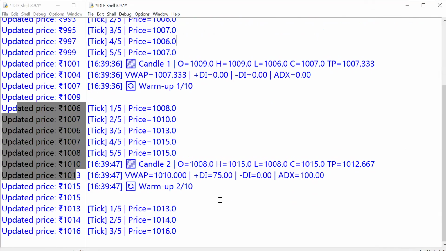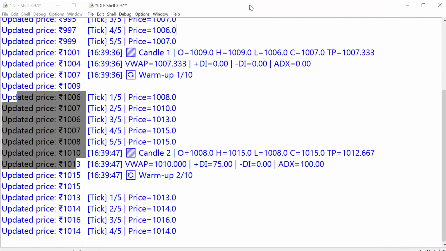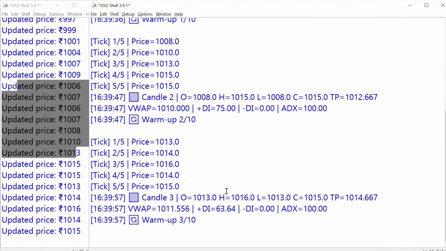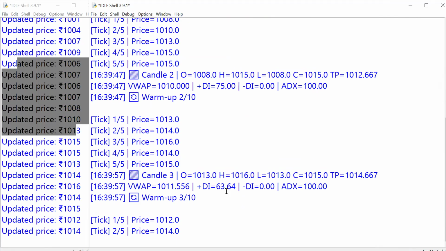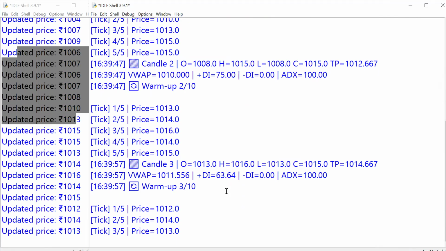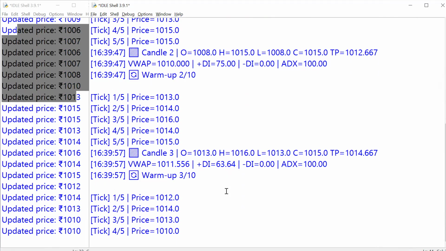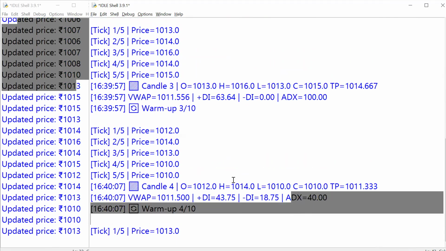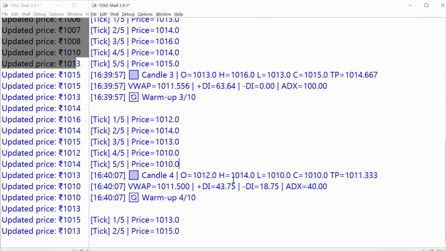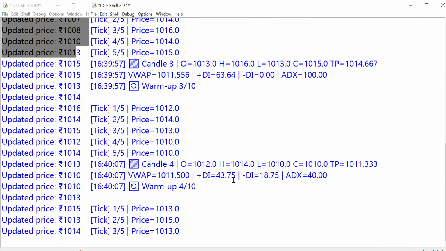The algo is in the warm-up phase. It's basically collecting the prices. It is first going to collect 5 candles. Okay, it's collecting the third candle. It has already calculated the VWAP value and the ADX value. Everything has been collected by the calculation.